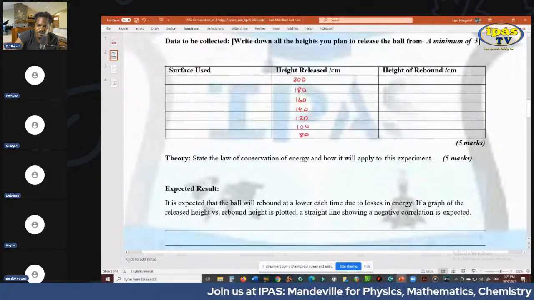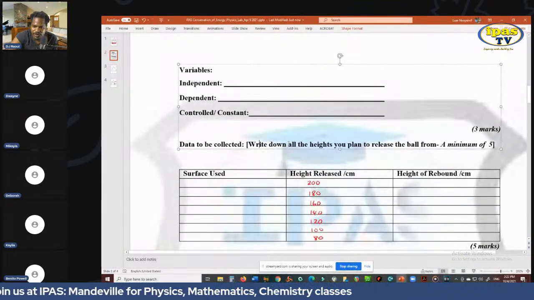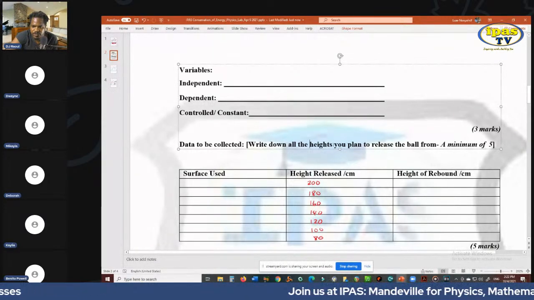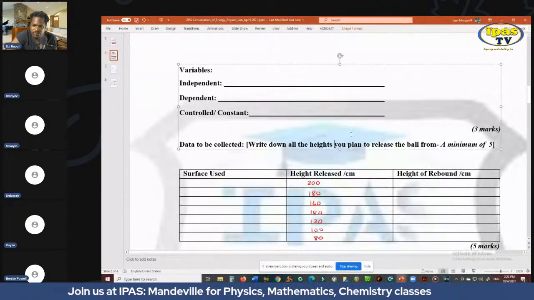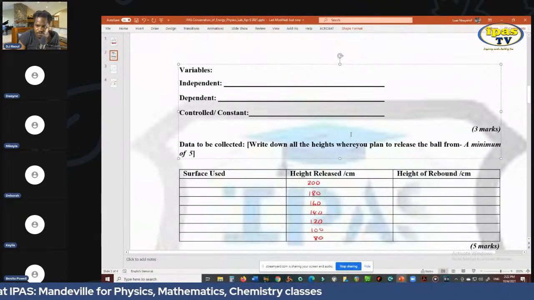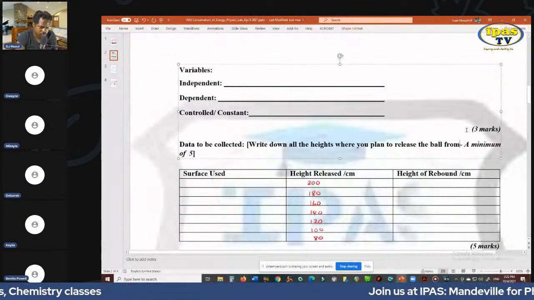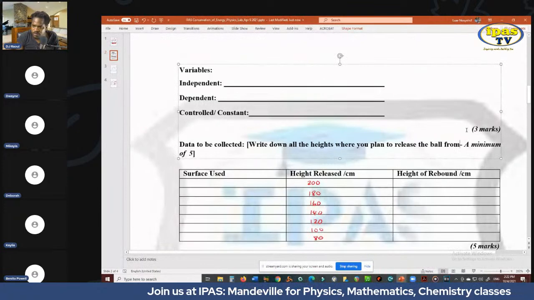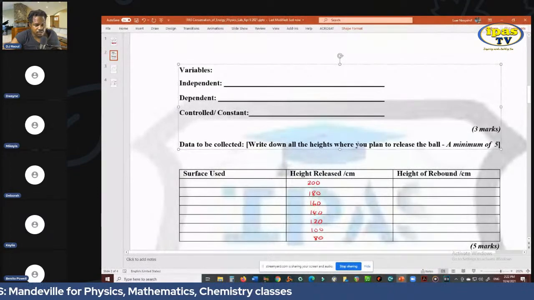The instruction says here: write down all the heights you plan to release the ball from. Write down all the heights where you plan to release. I think where. I don't think we need that preposition here, so we could take out "from". All right, so that's it.